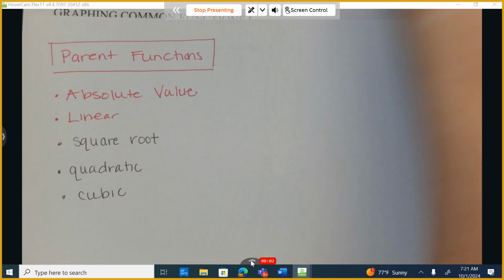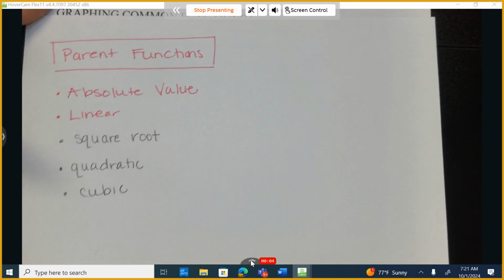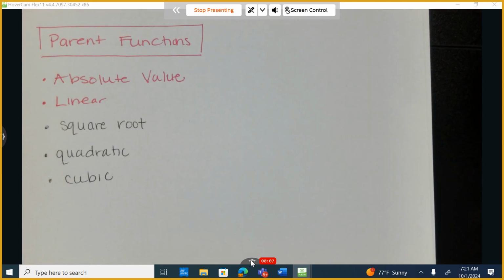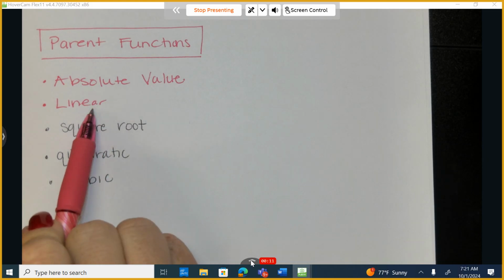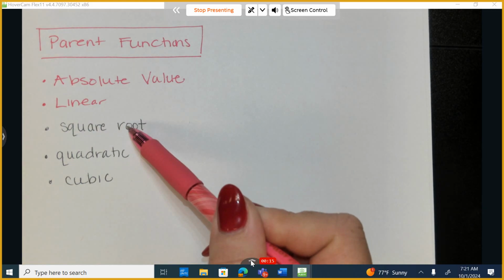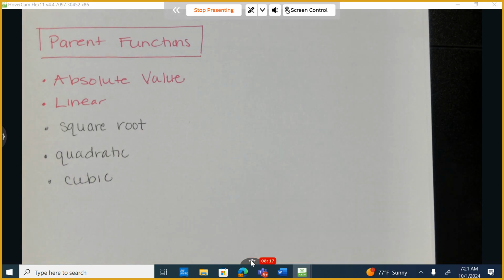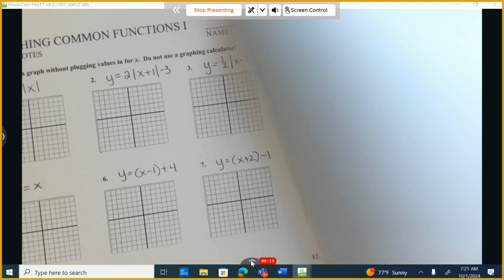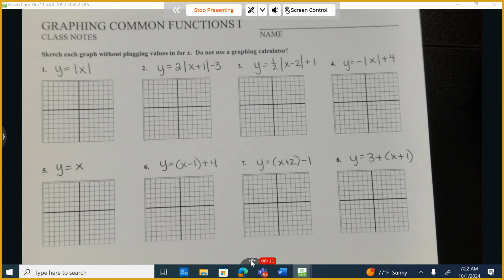Graphing common functions, we're going to talk about how we can shift, stretch, and compress functions. So last week we went over absolute value functions and linear functions. We're going to quickly review those before we touch on square root functions, quadratic functions, and cubic functions. Taking the paper you had last Thursday, please follow along with me.